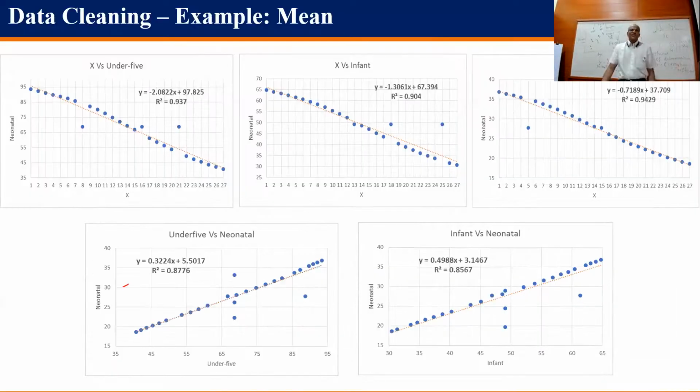Okay. Now you can see that the R square has gone down. Also, your filling out strategy of using the global mean turns out to produce outliers, the outliers in the graphs you have proposed: X versus under 5, X versus infant, X versus neonatal. So your strategy of using the global mean to fill out the missing data is not working. Local mean seems to be working.